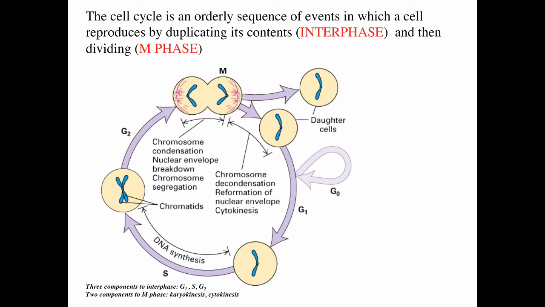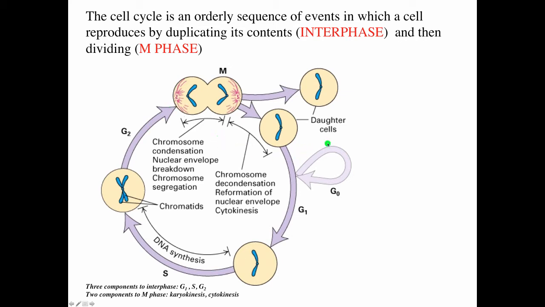We understand that there are 3 components to interphase. There's a G1 component, an S component, and a G2 component. Then there are 2 components to M phase. There's karyokinesis and cytokinesis. Now let me just quickly review these. S is the synthesis phase. G1 stands for a gap phase before DNA begins to synthesize itself. So it's a gap from the end of cell division to the start of DNA synthesis. G2 is a gap from the end of DNA synthesis to the start of cell division.